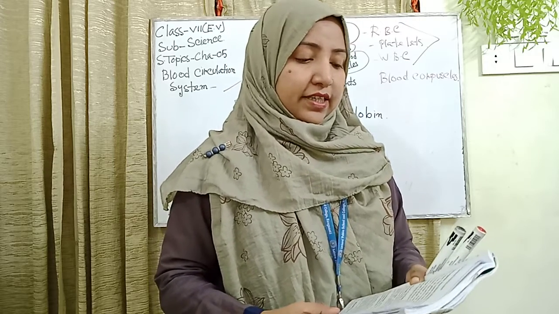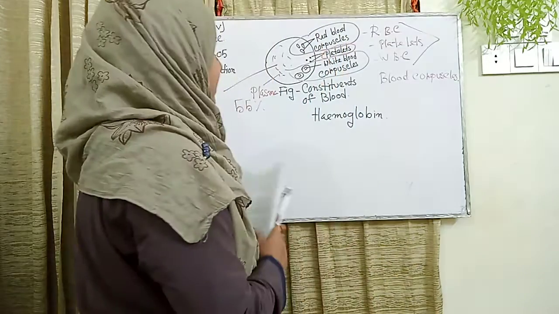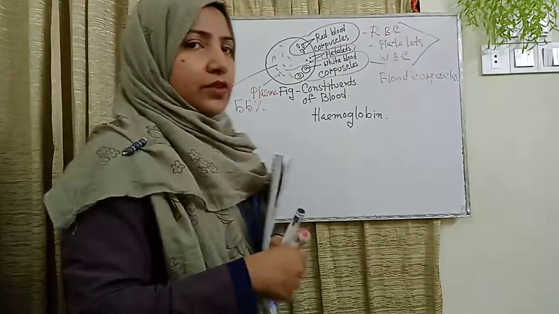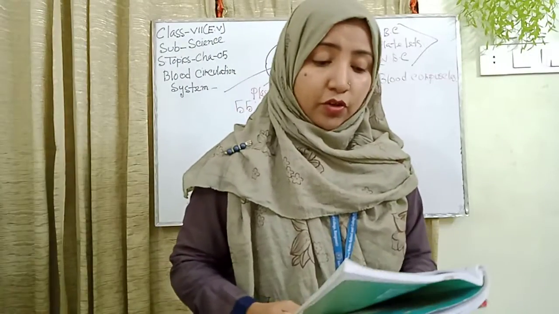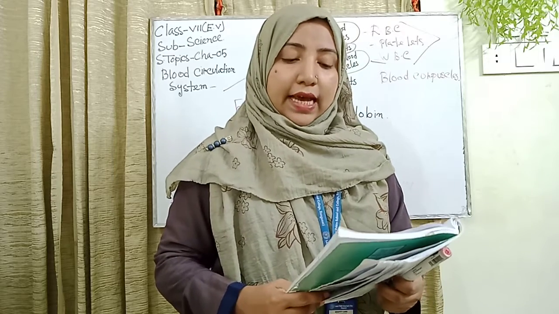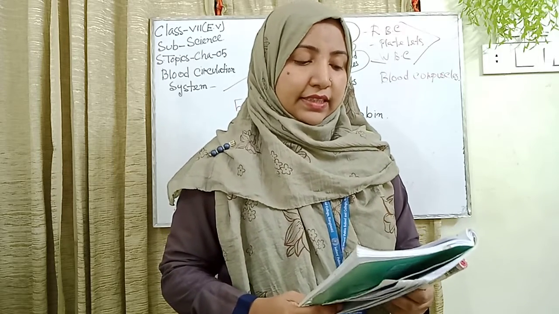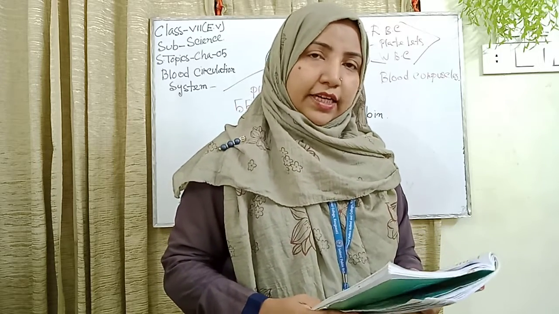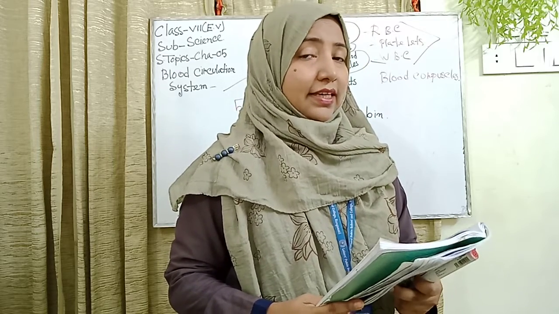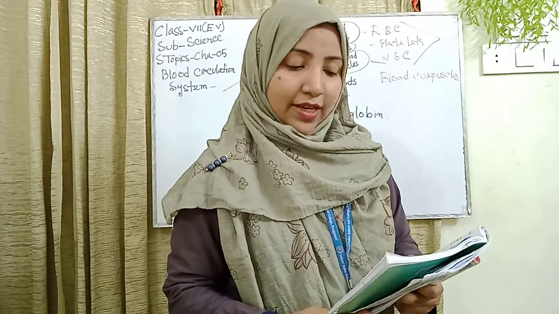Second structure is white blood corpuscles. Here I also see the white blood corpuscles. What's the meaning of white blood corpuscles? White blood corpuscles are a bit larger in size and irregular in shape. They contain a nucleus.